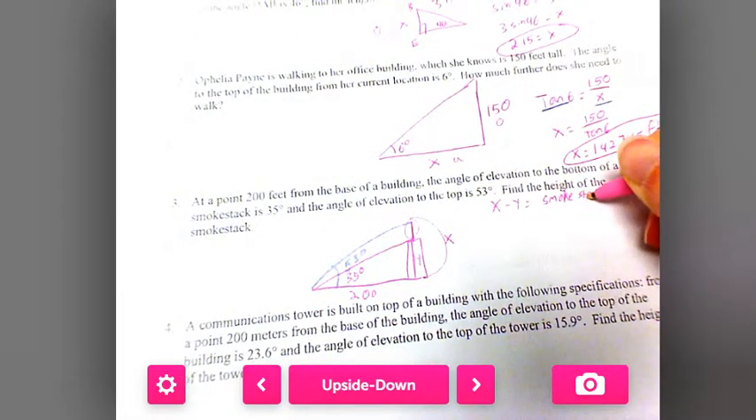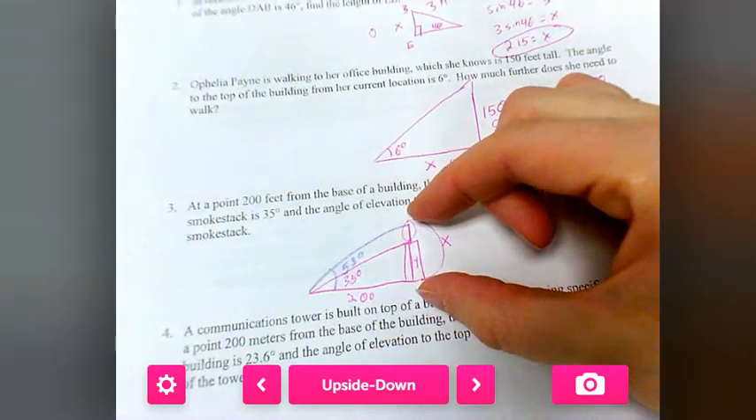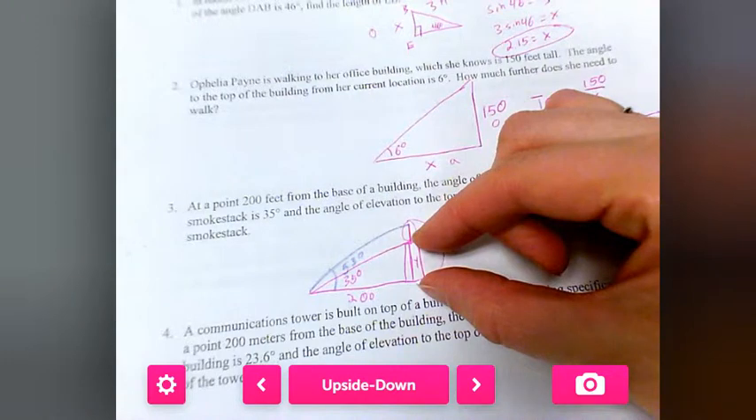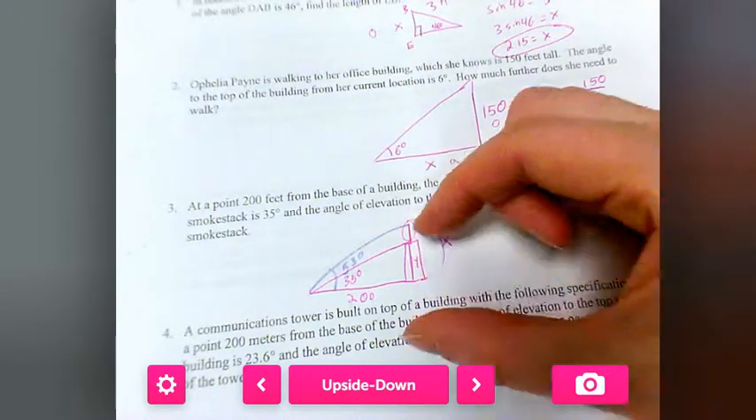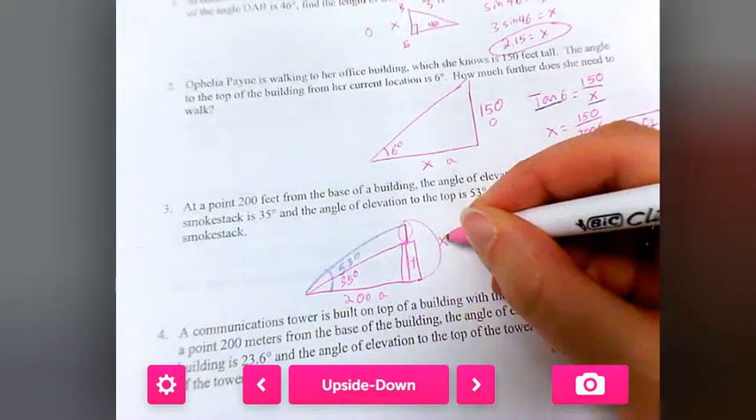It's a little confusing, where I'm going to have to do it twice. I'm going to have to do two trig things and then subtract to find it. Because the 53 is going to give me the height including the smokestack, but the 35 is going to give me just the height of the building. And then I subtract to find the height of the smokestack. So this is my adjacent, and these are my opposite.